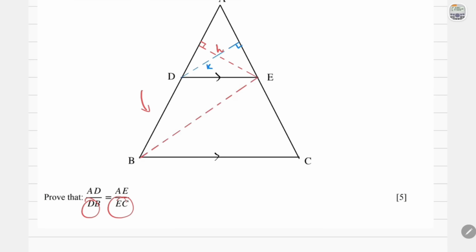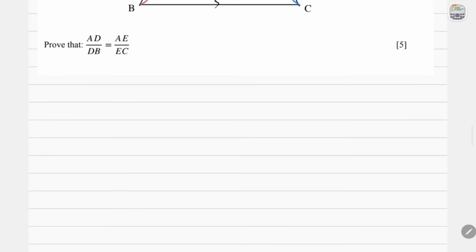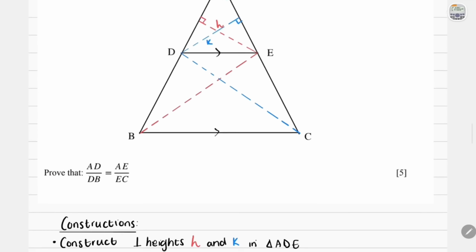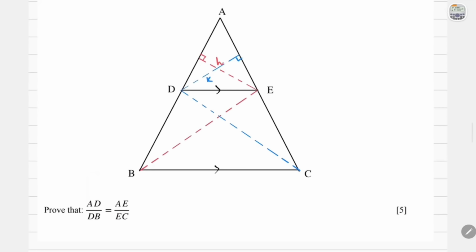And then we're going to do the same thing on this side to make EC a base. So we're going to look at EC as if it's a base, and we're going to form a triangle here joining D and C together. Okay, lastly, make sure to write down any constructions that you have made. Okay, there we go. And now to prove this theorem.